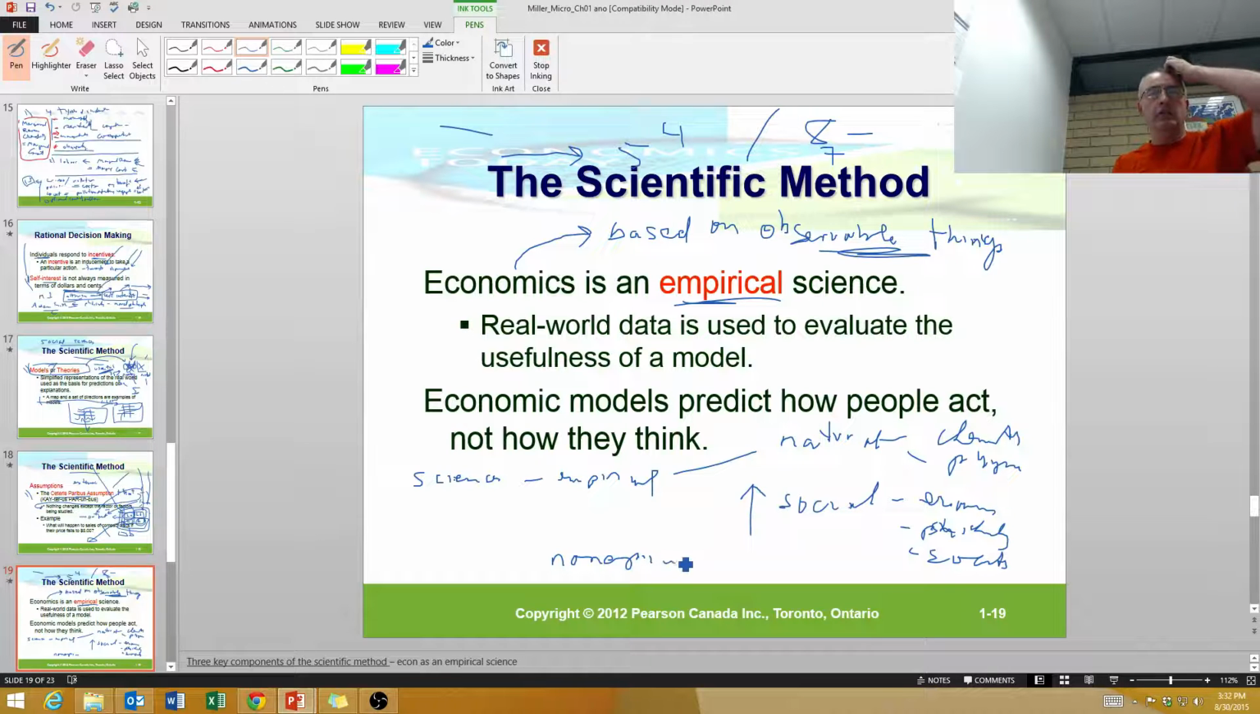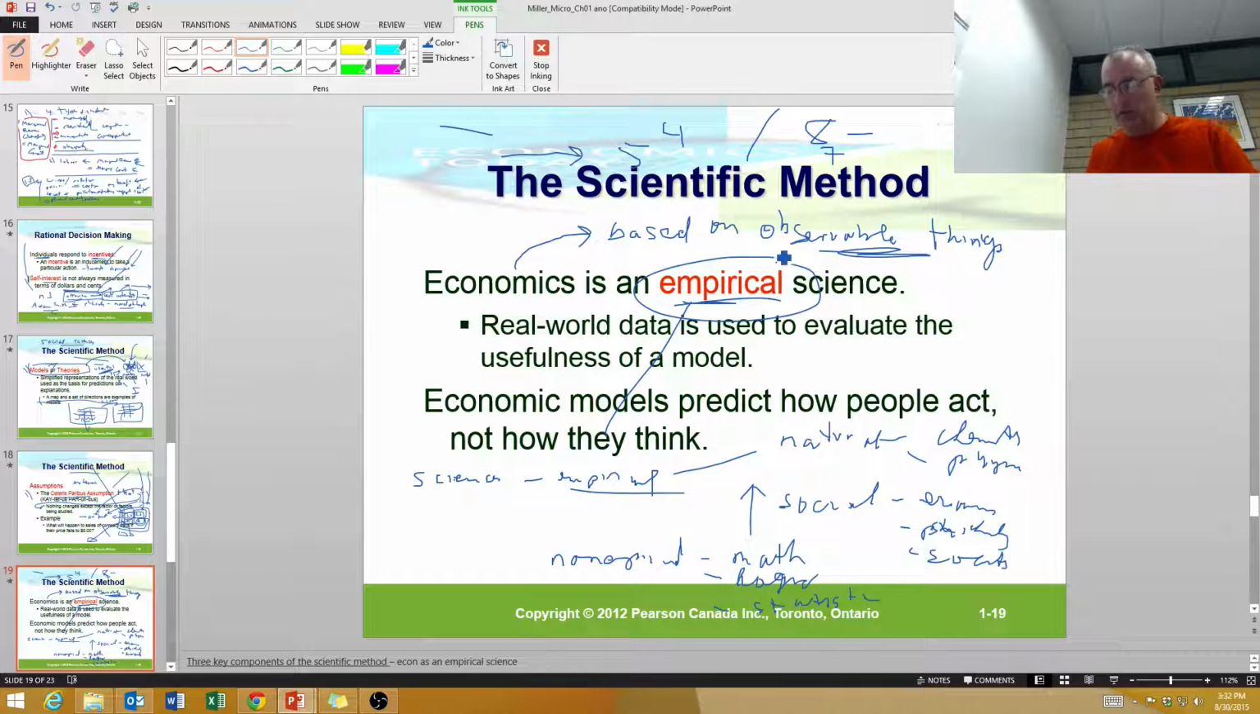And then we talk about non-empirical sciences. We have things like math, logic, and statistics. There's a science of statistics. Anyways, so when we're talking about economics, it's an empirical science, and it's based on observable things. That's what empirical means. Things that we can see.